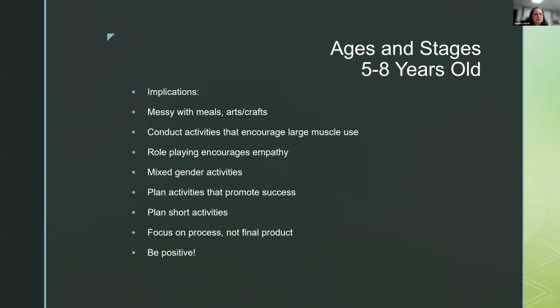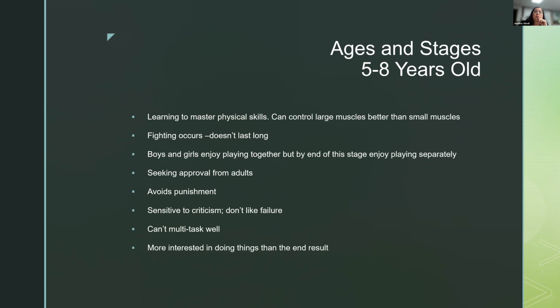So, I think I went too far. I think I went one too far here. So the 5 to 8 year olds are learning to master those physical skills. We kind of talked about that when we talked about their motor skills. So those gross motor skills are going to be more apparent than those fine motor skills.